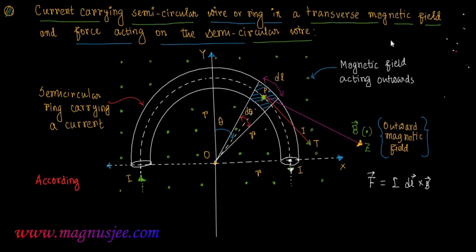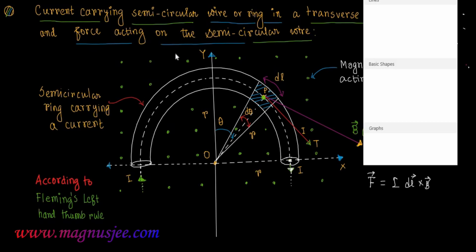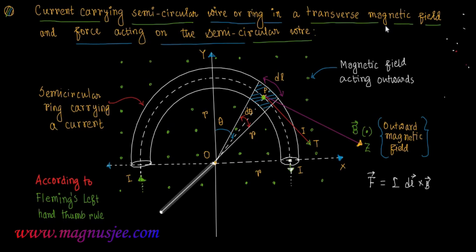According to Fleming's left hand rule, the force experienced by the small element of length dl at the point P of the semicircular ring will be acting along the direction OC, that means radially outwards. The force experienced by the small element, that is dF, acts along OZ. That means this force acts radially outwards with respect to the semicircular ring.